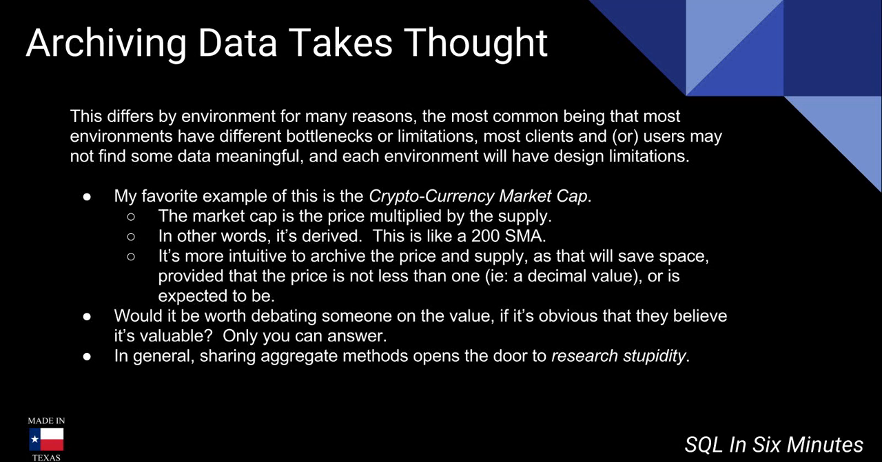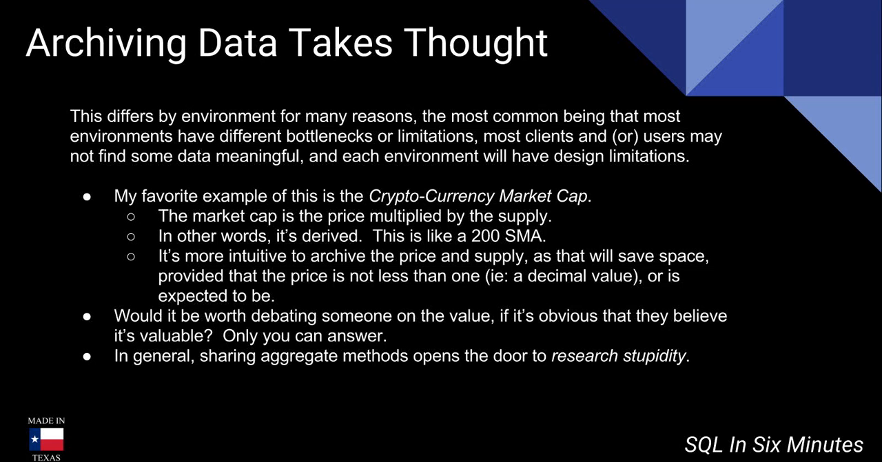Oh no. So in other words, it's derived, right? So it's kind of like the 200 simple moving average, which is a derived measure. But what is it derived off of? The price. And it's the price that matters. So from my perspective, now watch how this differs, it's more intuitive to archive the price and supply, right? As that will save space, provided that the price is not less than 1, right? Like a decimal value, or is expected to be above 1.